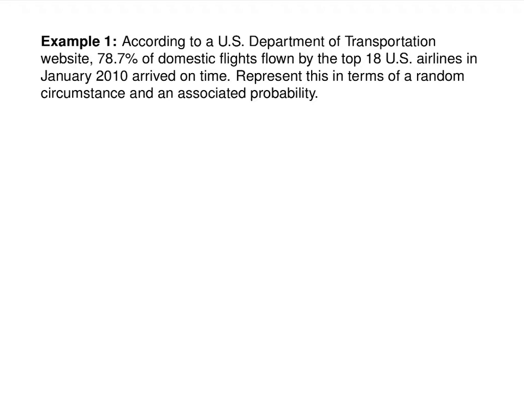You can also use probabilities to describe events like what's the chance your flight's going to be on time. According to the U.S. Department of Transportation, 78.7% of domestic flights in the top 18 airlines arrived on time in January 2010. So represent this random circumstance and give it in terms of a probability. What's the probability that your flight is going to be on time? Percents really are out of 100, right? So it's really 78.7 out of 100, which is 0.787.